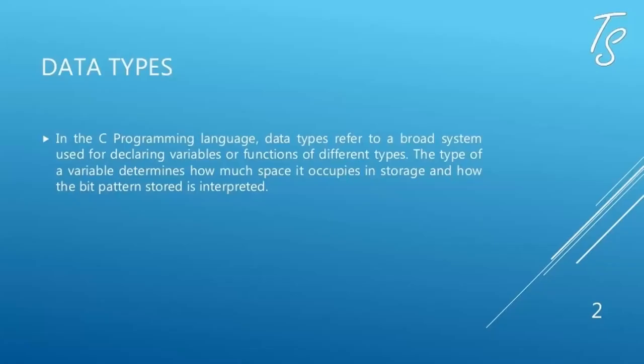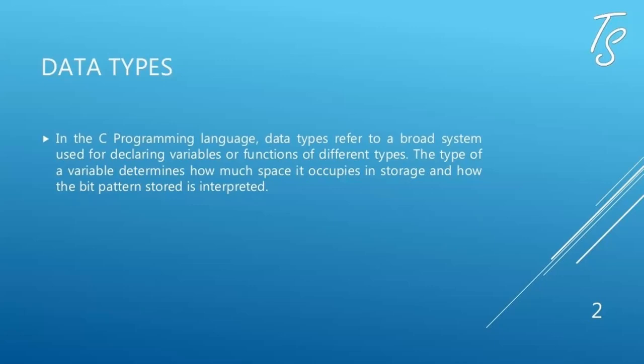So the data types in C, we would have heard about data types. Basically, a data type refers to a broad system used to declare variables or functions of different types. The type of a variable determines how much space it occupies in storage and how the bit pattern stored is interpreted. It just gives us an idea that this variable should have this much space.